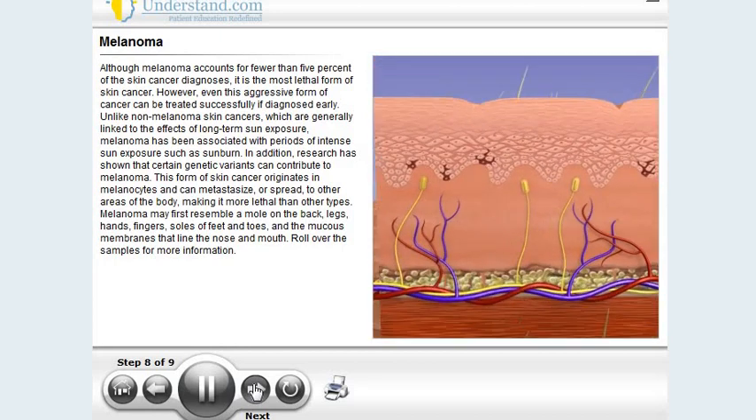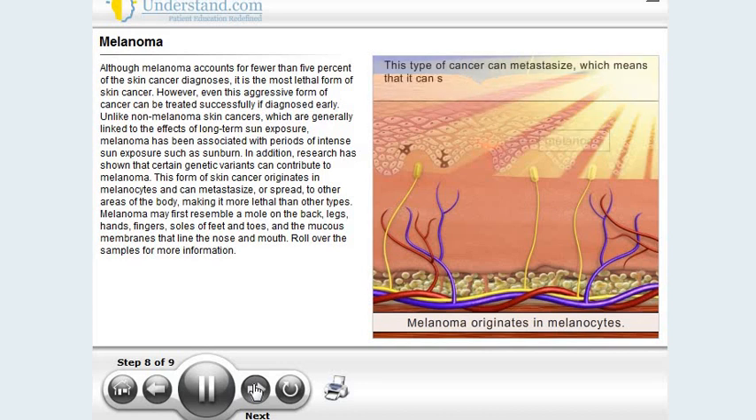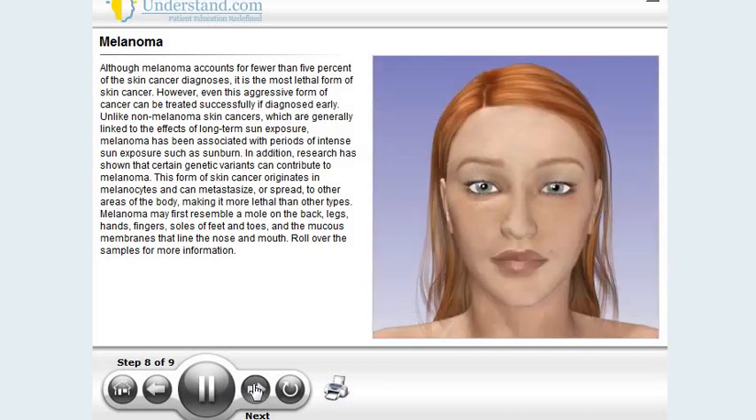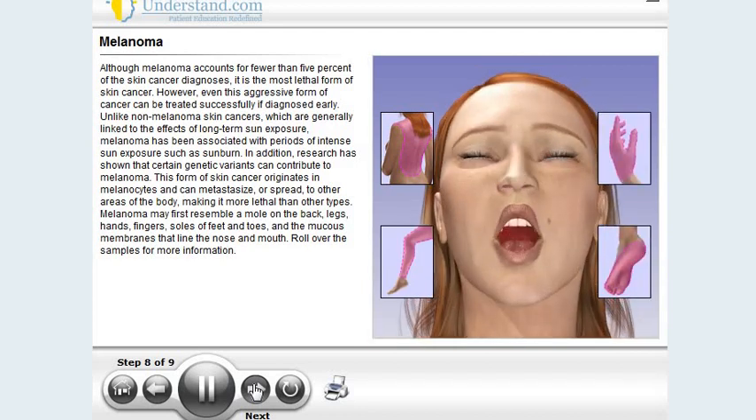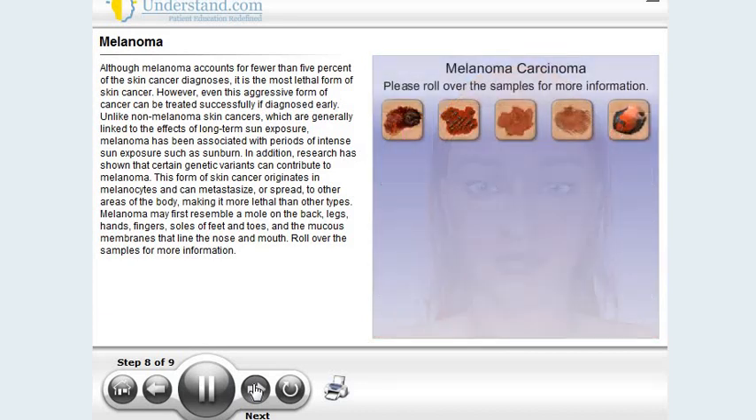This form of skin cancer originates in melanocytes and can metastasize, or spread to other areas of the body, making it more lethal than other types. Melanoma may first appear as a mole on the back, legs, hands, fingers, soles of feet and toes, and the mucous membranes that line the nose and mouth. Roll over the samples for more information.